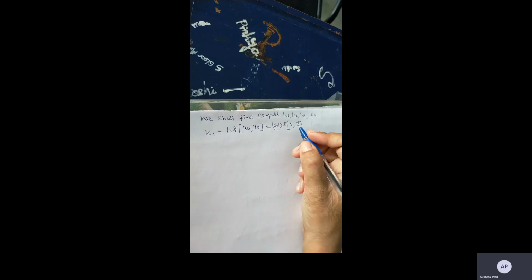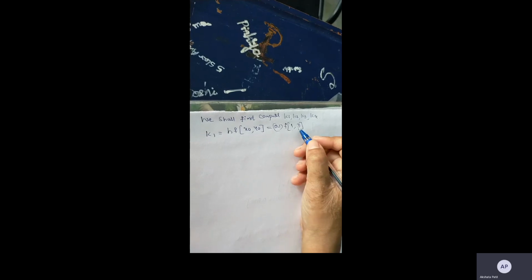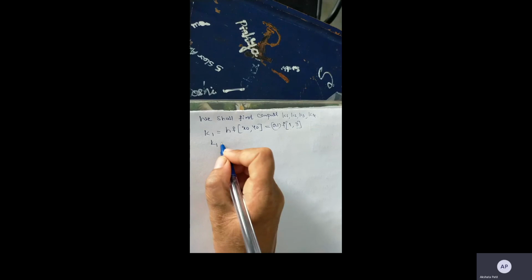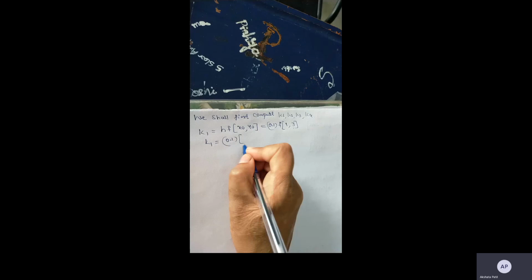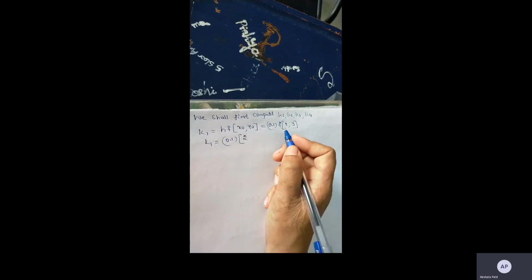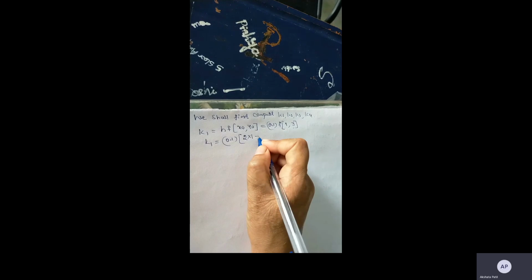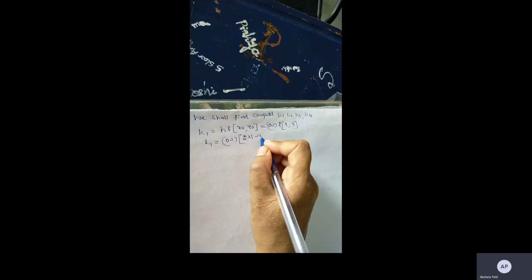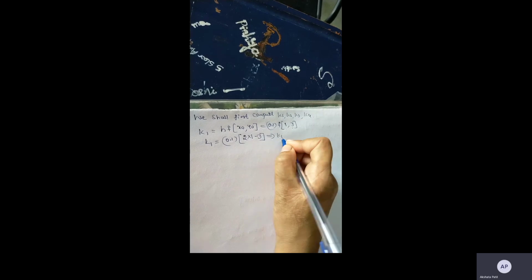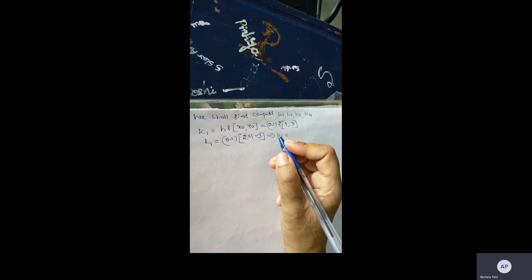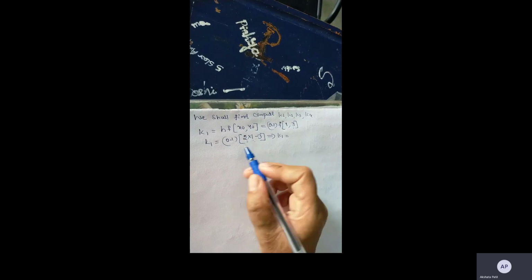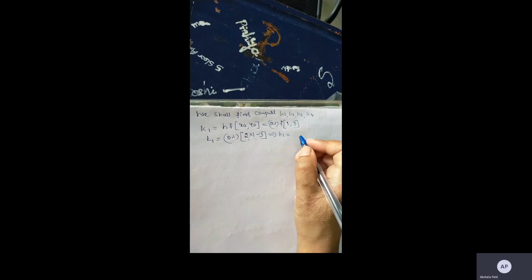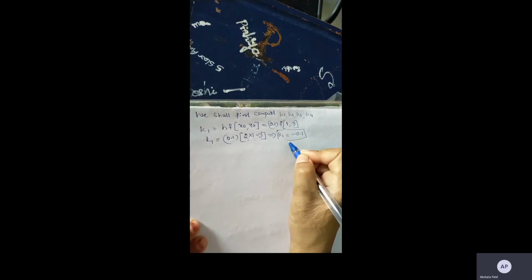So use this x0 and y0 value in the given differential equation. The given differential equation is: K1 equals 0.1 into 2x minus y. 2 into x means the x0 value, that is 1, so 2 into 1 minus y, where y means the y0 value, that is 3. Simplified, 2 into 1 is 2, 2 minus 3 is minus 1, and minus 1 into 0.1 gives minus 0.1. So the k1 value is minus 0.1.